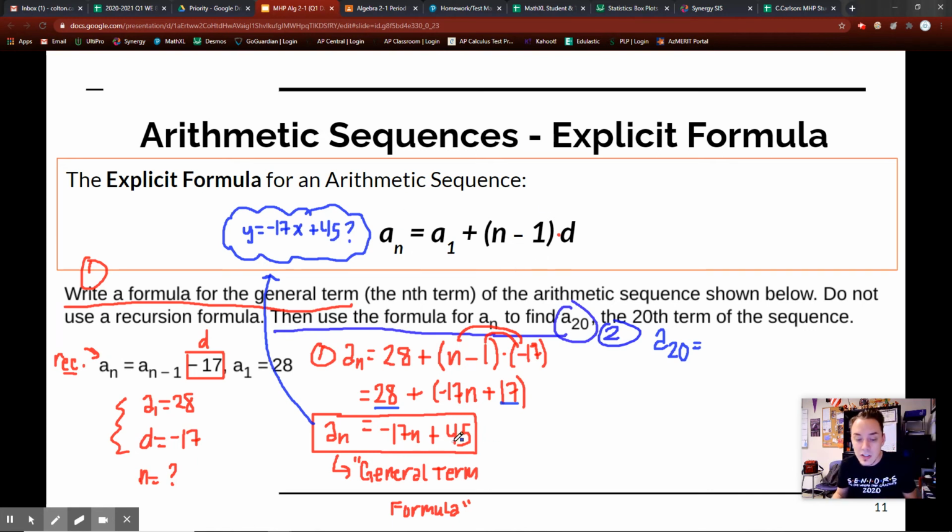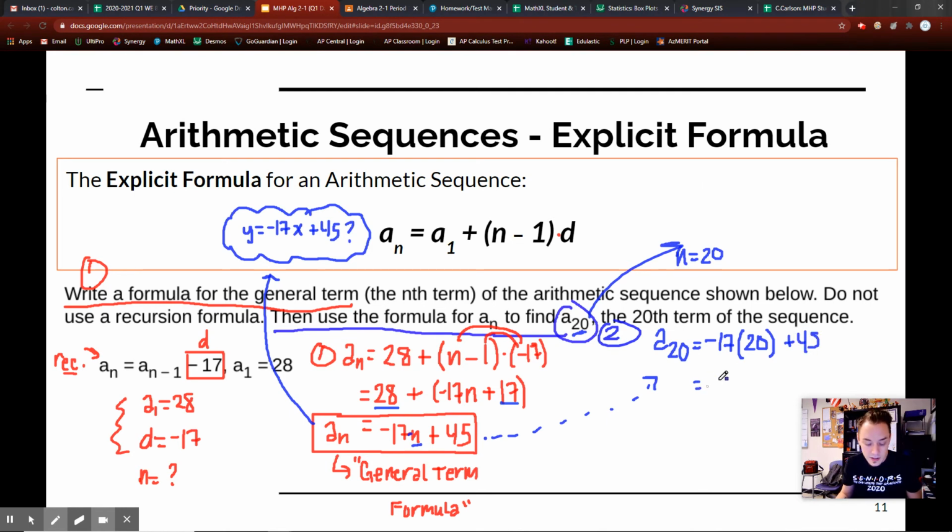So I'm actually going to take this, and I'm going to use that to my advantage. So watch, negative 17 times 20. Now, why am I doing it here? Why am I doing negative 17 times 20? Because n is times the negative 17. And so here, n equals 20. That means I put 20 in for n. So negative 17 times 20 and then plus 45.